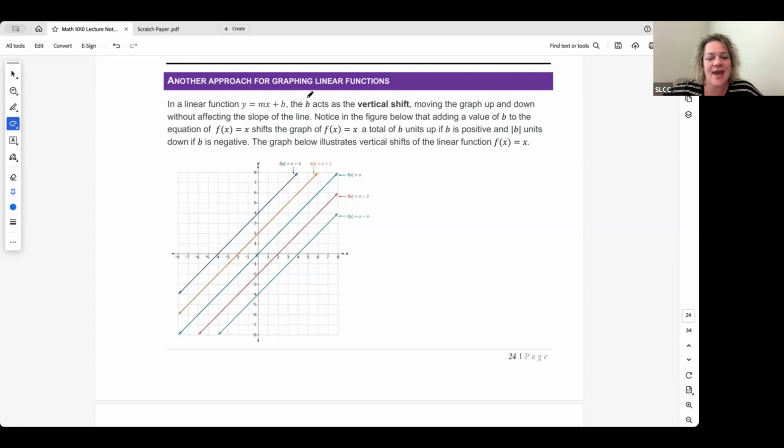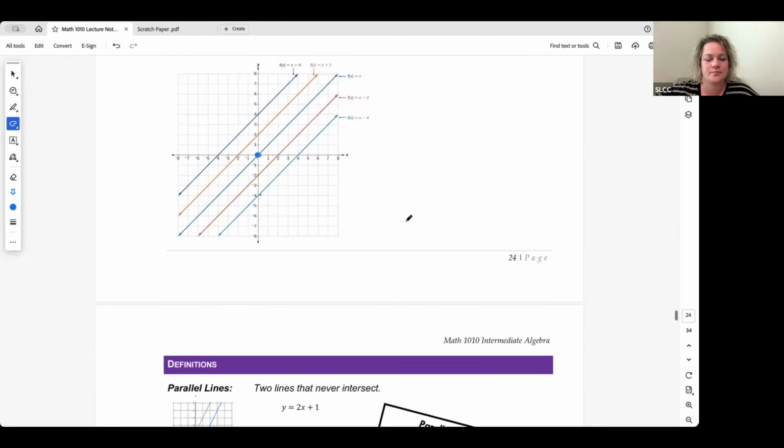Notice the b acts as a vertical shift. So when I have f of x equals x, and then I add 2, I just take that anchor point at 0, 0 and shift it up 2. If I add 4, I'd shift it up 4 as seen here, and the same thing goes for going down. If I grab that anchor point and shift it down 2 or down 4, you can see the same thing happening here. That's how you can think about graphing the equation of a line using a vertical shift.